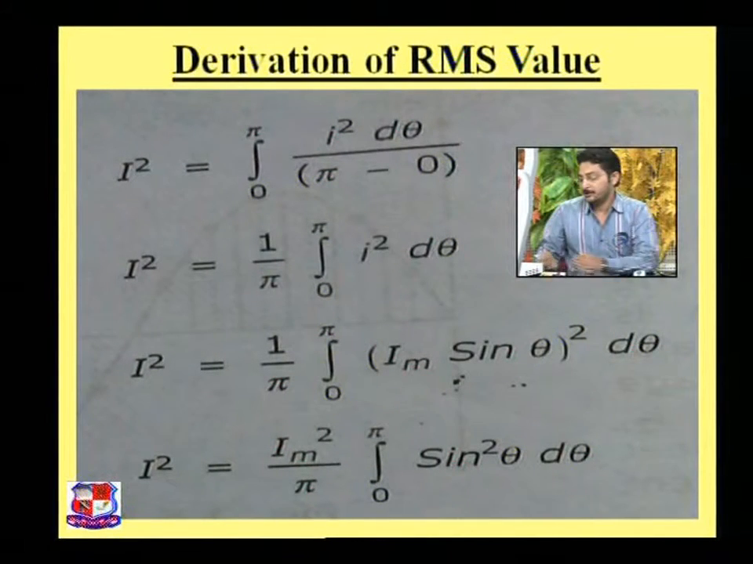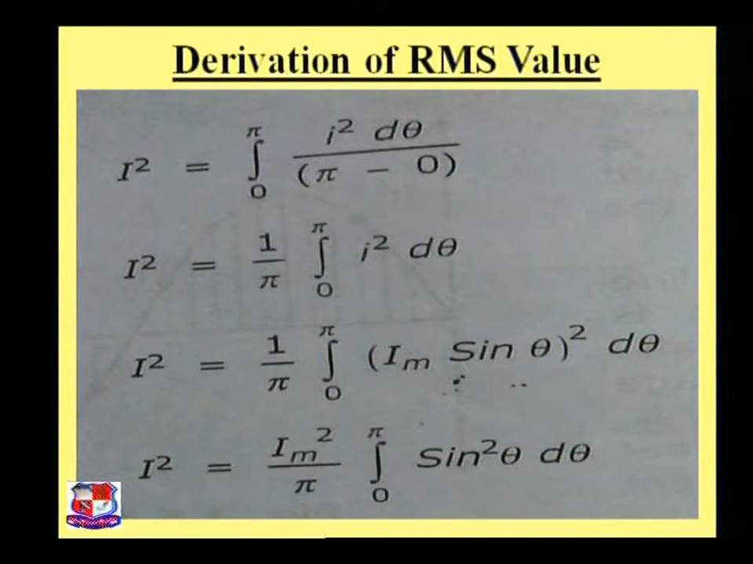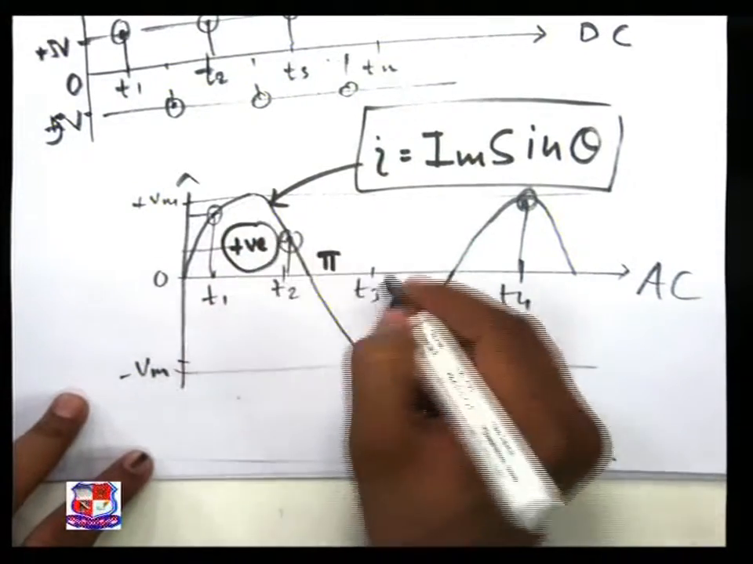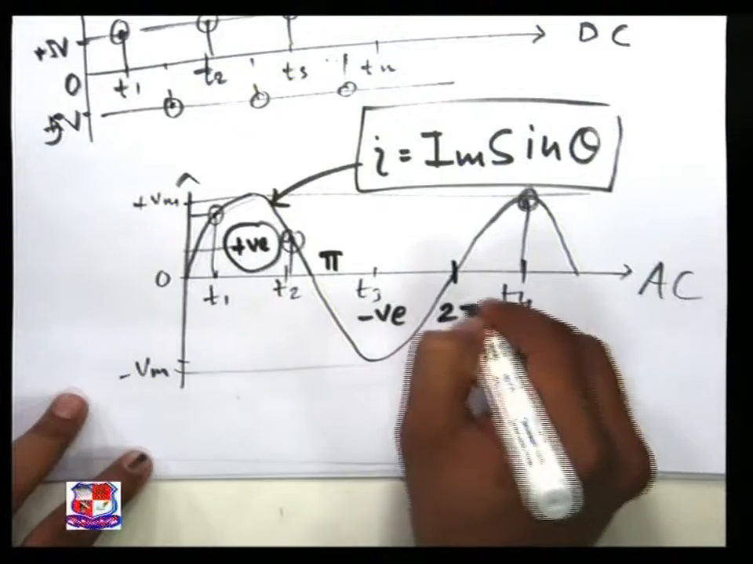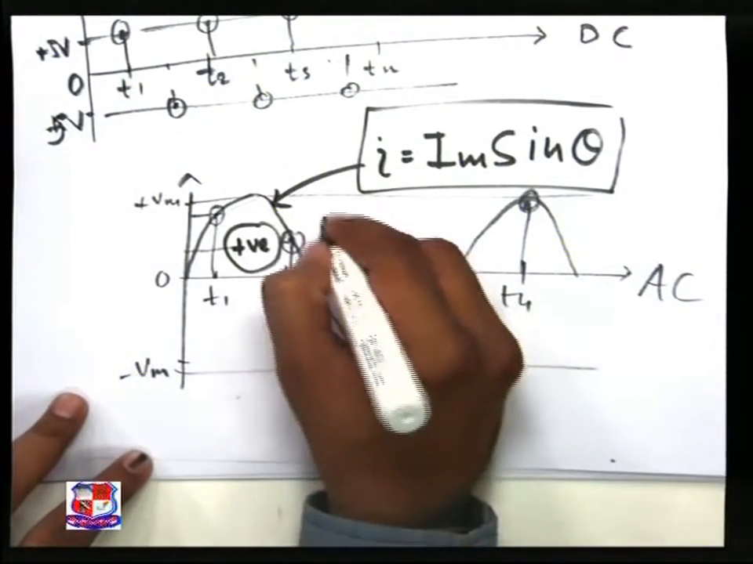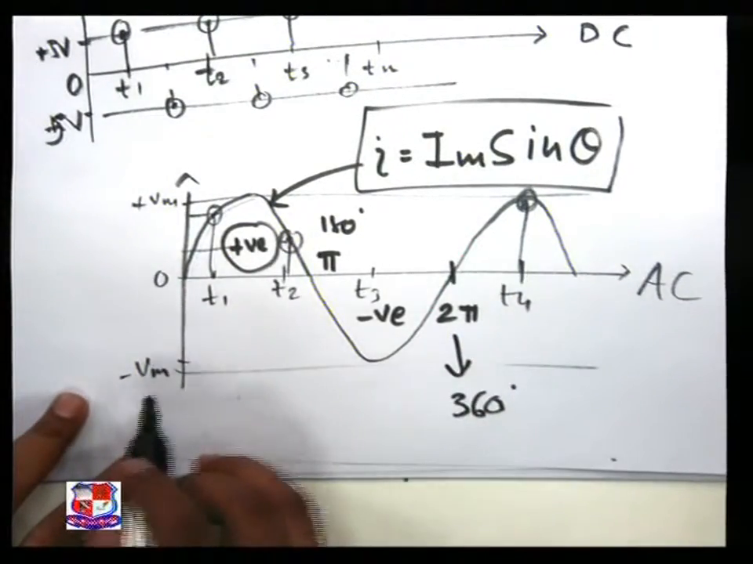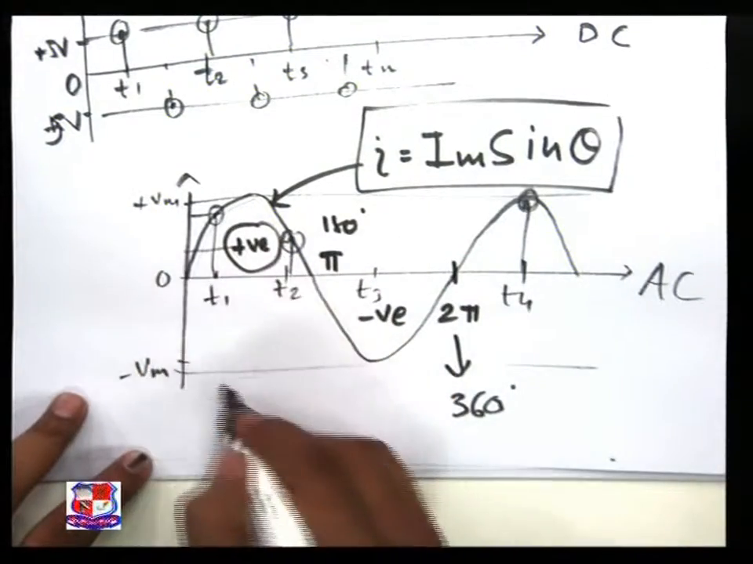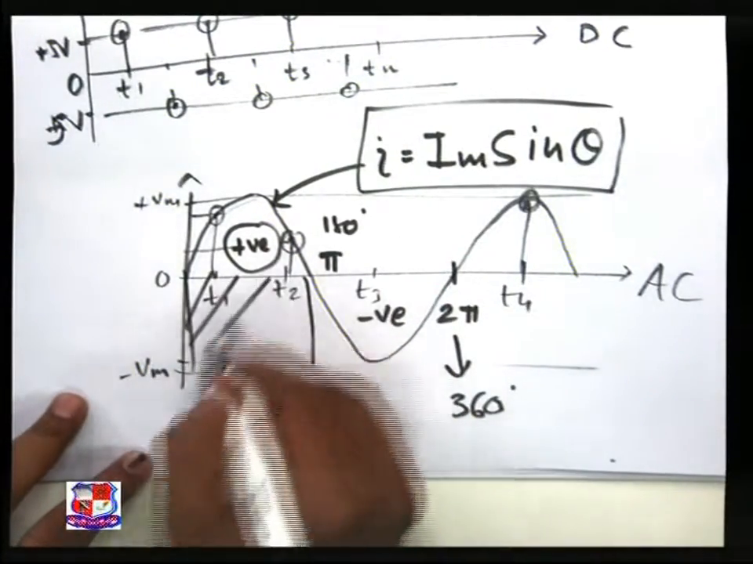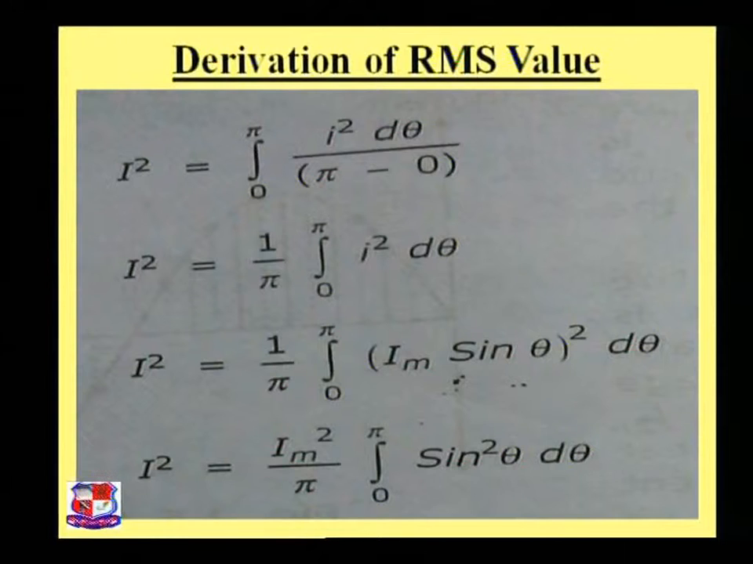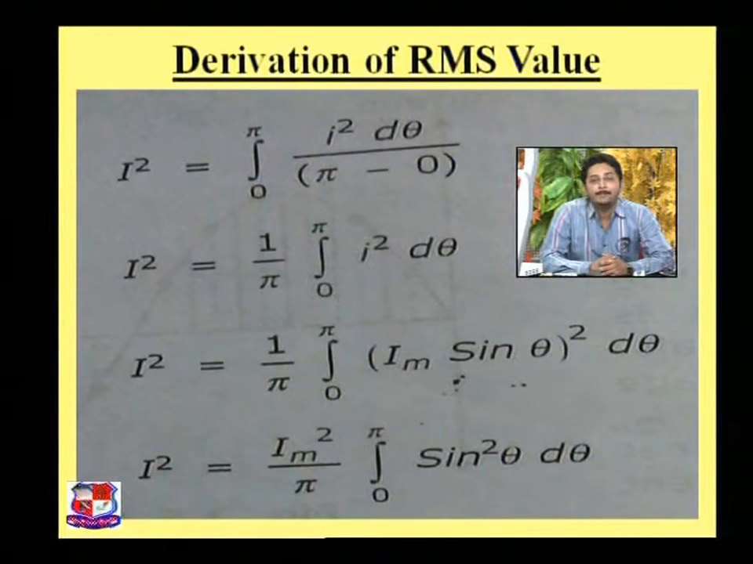For the half period, I am defining 0 to pi as the positive half cycle, and this is the negative half cycle up to 2 pi. So the half cycle is 180 degrees, and the full cycle contains 360 degrees. We are only talking about the half portion. That's why we take the integration from 0 to pi. So the area covered is I square d theta, upon 1 by pi, because we are not talking about the negative cycle.